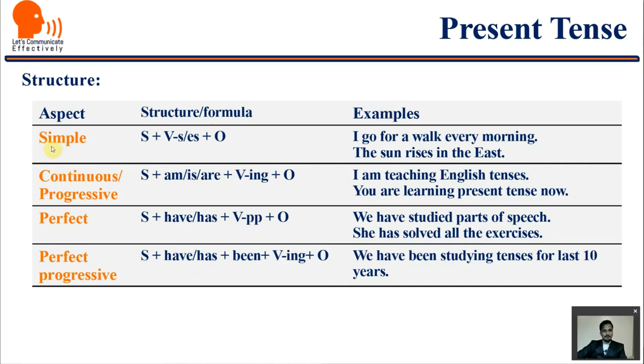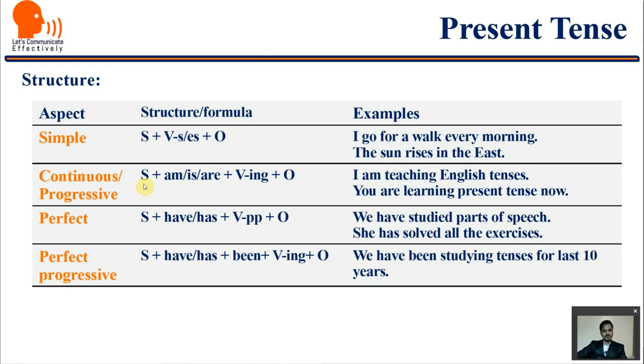So in simple present tense, the structure is subject plus verb, its base form, and s/es, plus object. So s/es, I hope you know where to use. I have not taken the examples or the structures with all pronouns here; I'll explain. Here in simple present tense, the structure is like: I go, we go, you go, he, she, it goes, and they go. So the example: I go for a walk every morning. The sun rises in the east.